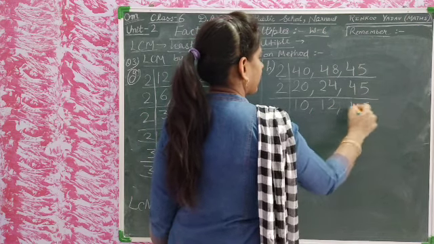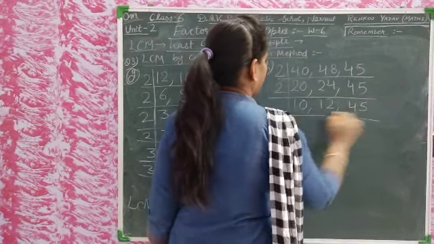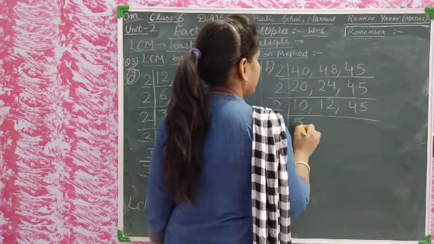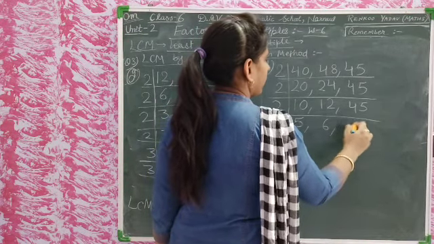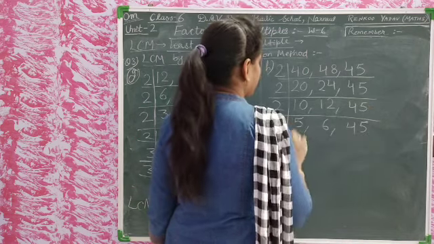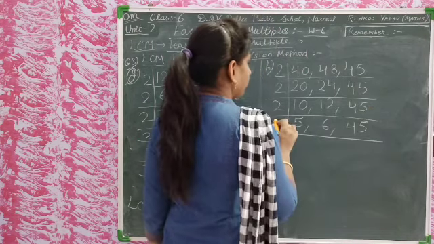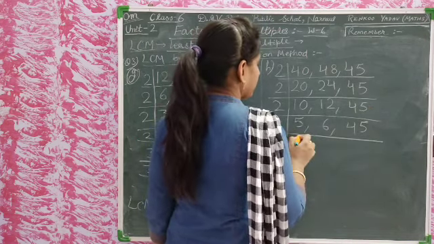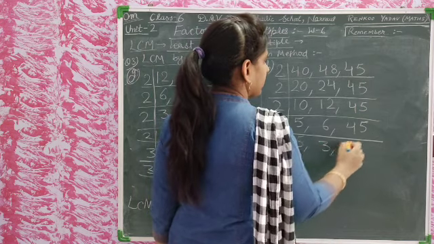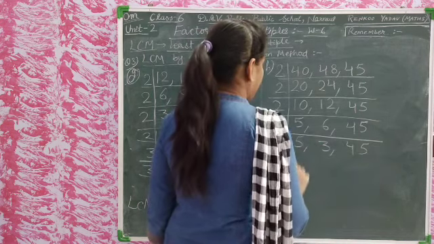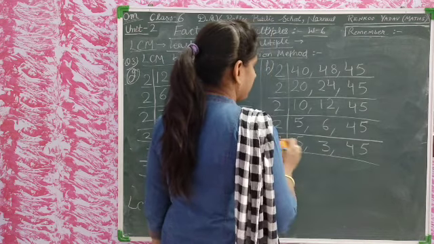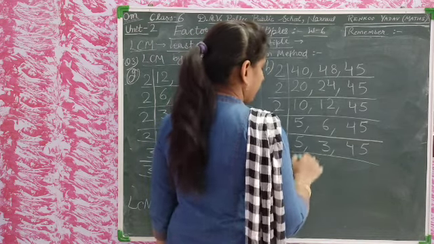So this is 45. Now it was again divided by 2. 2 5s are 10, 2 6s are 12. 45 is as well because it is not divided by 2. Now this is divided by 2. Yes, 5. 2 3s are 6, 45 as well. Now it is divided by 3. 3 5s are 15, 5 is as well.